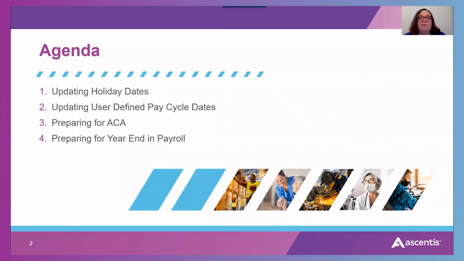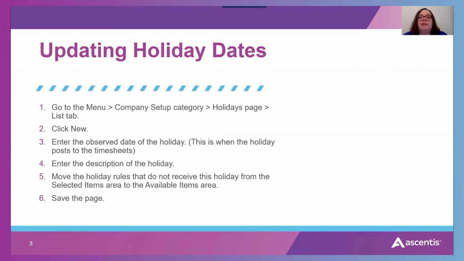Today, we'll go through how to update holiday dates, update user-defined pay cycle dates, prepare for ACA, and prepare for end-of-year payroll. Holidays and time need to be added in ahead of time before the process runs. So when your organization recognizes holidays, we enter in the dates in the system, and then when the holidays arrive, the system automatically posts the holiday hours to the timesheet for any employee that is eligible to earn it.